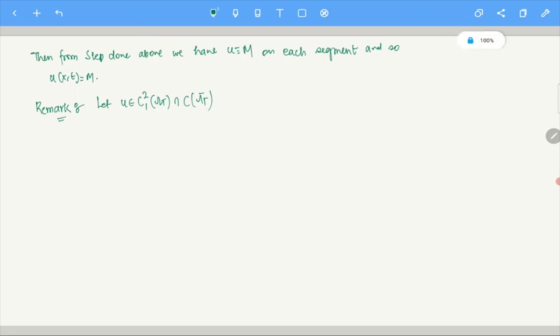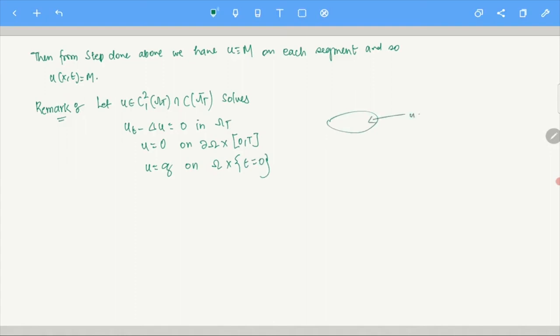So let u solve the initial and boundary value problem: u_t minus Laplacian of u equals 0 in omega_T. u equals 0 on the boundary, del omega cross (0,T). And u equals g on omega cross t equals 0. So on the base, u is g. On these sides u is 0, and in the interior, u_t minus Laplacian of u equals 0.